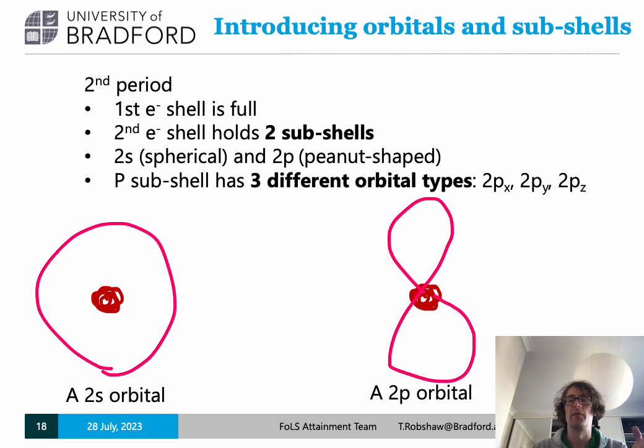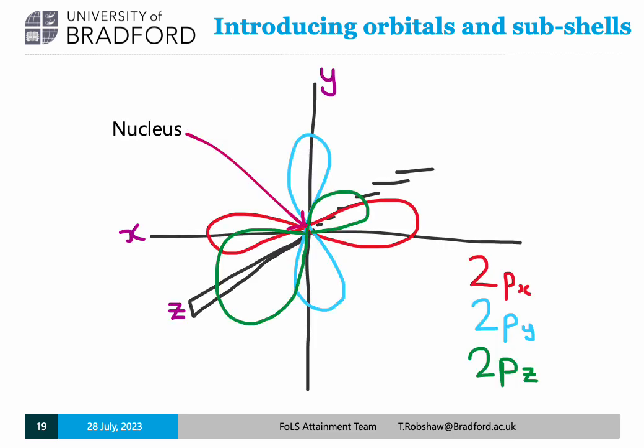We then also have the 2p subshell, and within this are three different orbital types. They have a different shape. They look like this, as we see on the right. Rather like a peanut, in fact. If it makes it easier to remember, think P for peanut. There's one of these for each of the three dimensions.